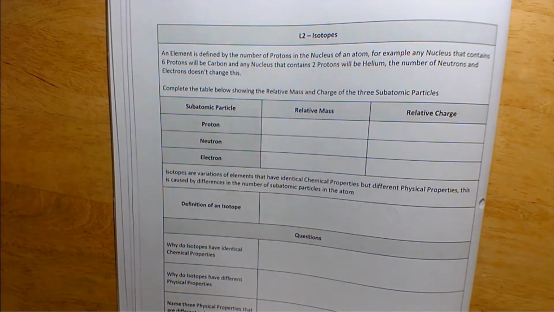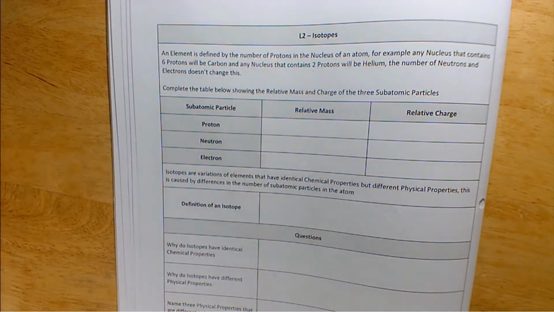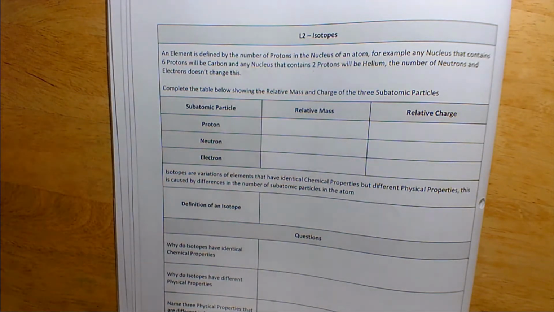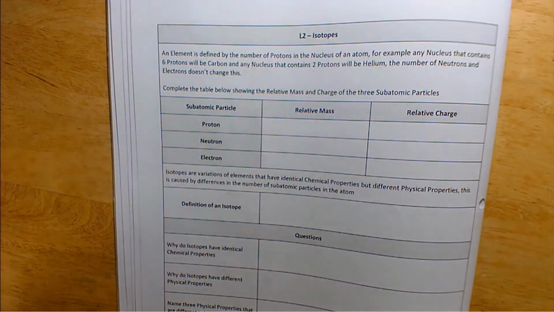So in lesson 2 we're going to be looking at isotopes. Isotopes are variations of atoms of an element. In terms of the three subatomic particles, it's the number of protons that defines that atom as being the element that it is. So for example, carbon. Carbon has 6 protons. So any atom, no matter how many electrons or how many neutrons it might have, as long as it's got 6 protons, it will be an atom of carbon.